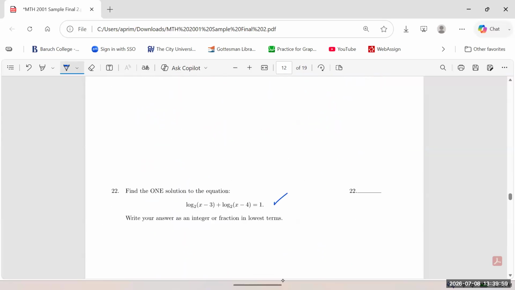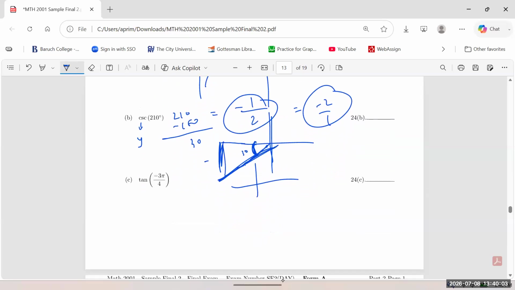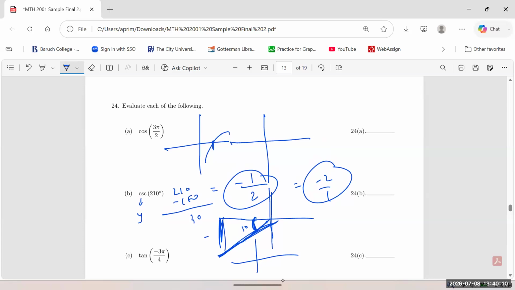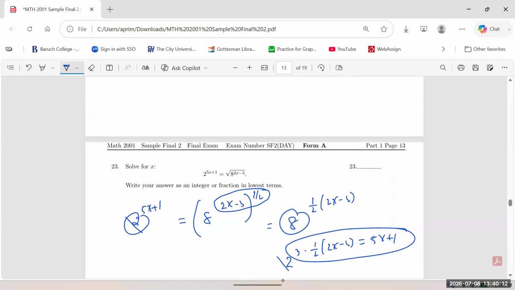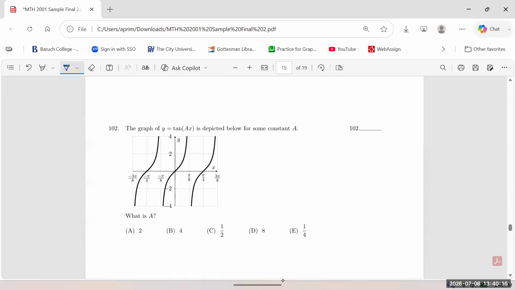Tangent. Which one is tangent? Okay, so I don't know what 3 pi over 4 is. Give me one second. Okay, so we have tangent x, and they're looking for what is a.